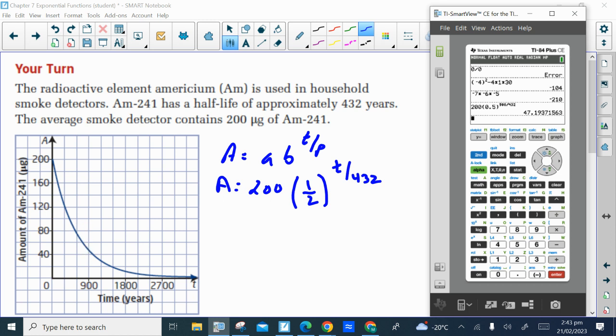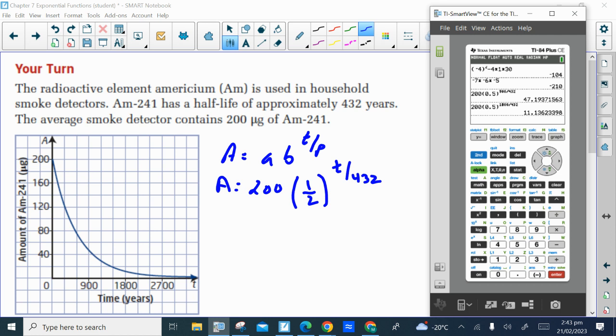Let's check another point. 1800 years should be just below 20. So let's check that one. So this is 1800 years. And that number is below 20. Okay?